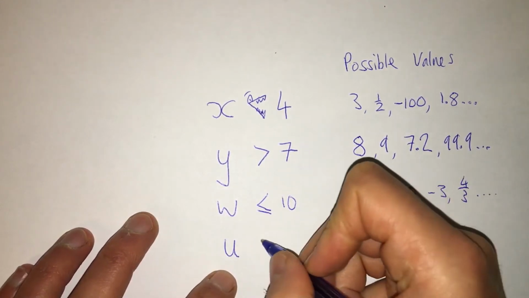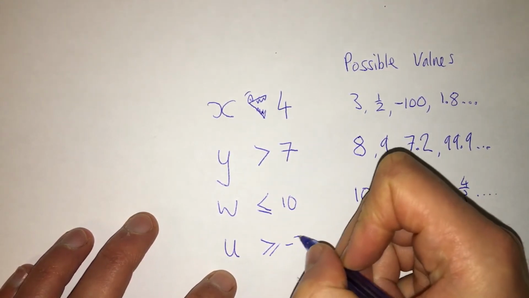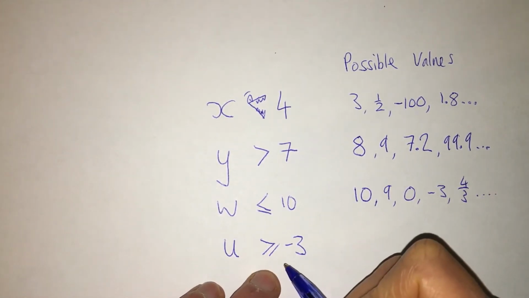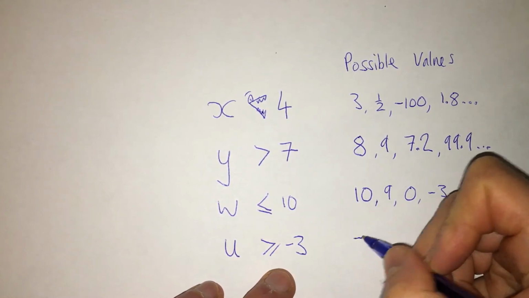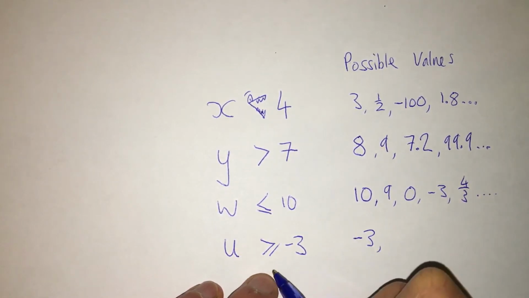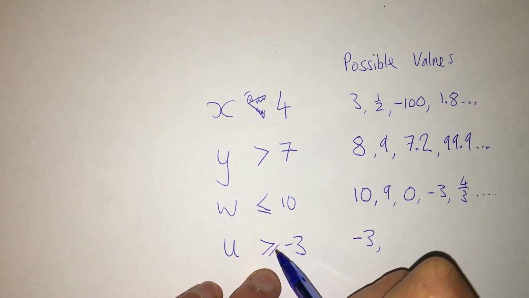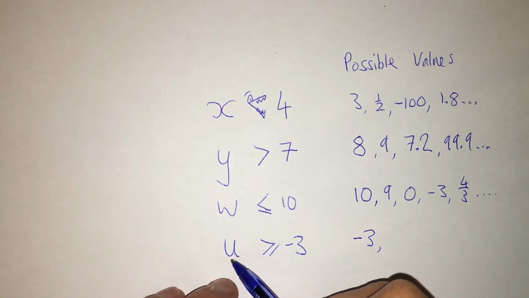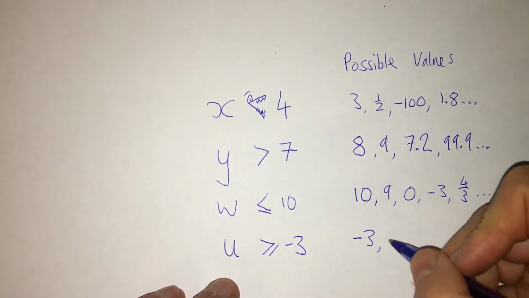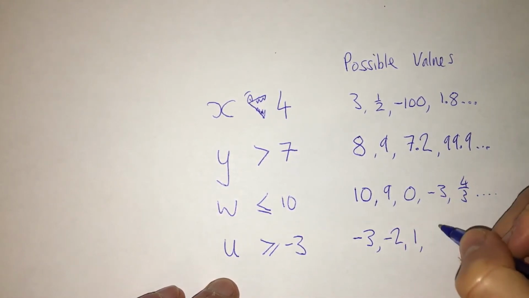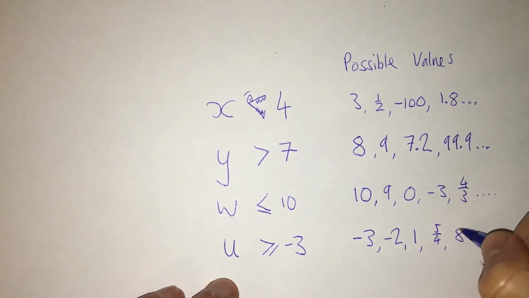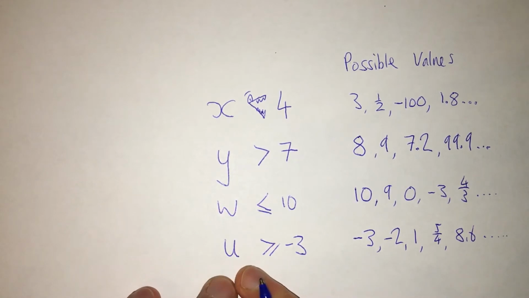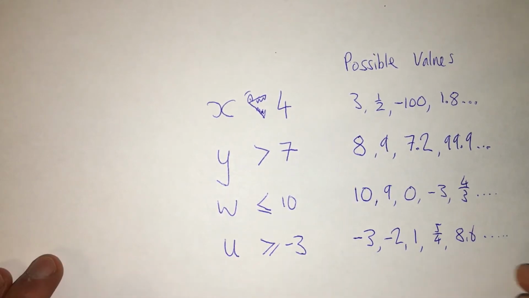U, we'll say, is greater than or equal to negative 3. So let's think about this. The lowest value that you can take is negative 3. It can equal negative 3 because of this line here. And everything else is higher than that. It's greater than negative 3. For example, negative 2 or 1 or 5/4 or 8.6. The list goes on, as long as it is greater than or equal to negative 3.